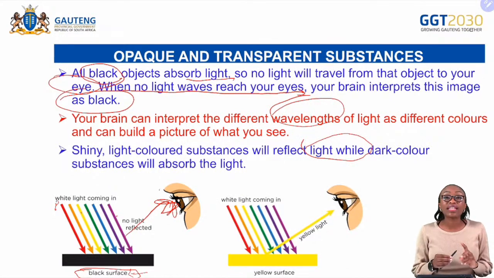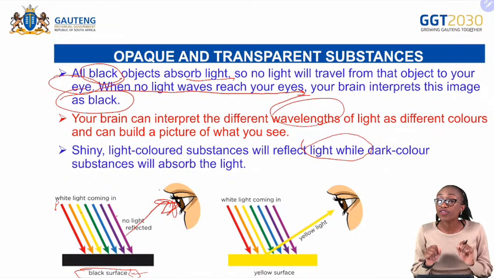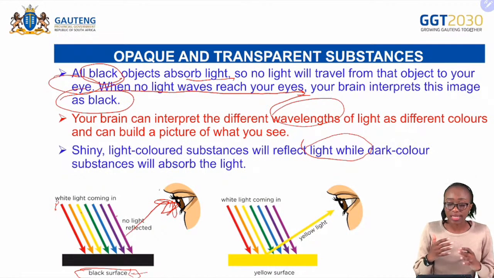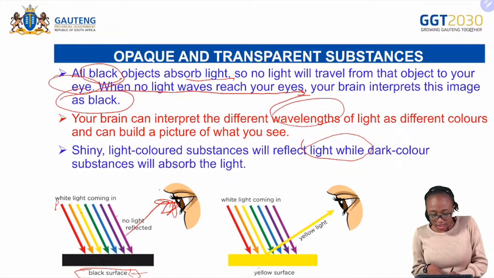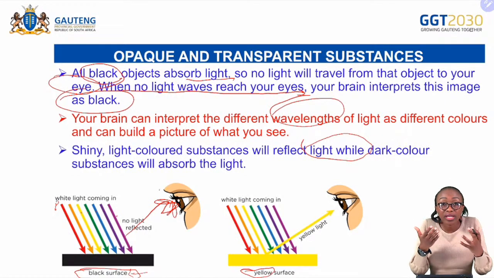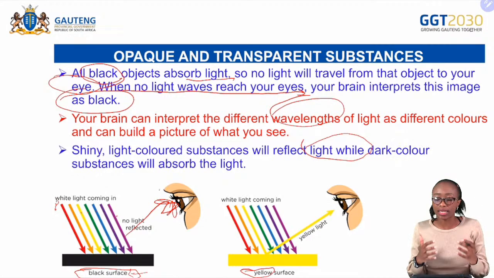So let's look at this picture again. It's quite similar to the first one, but it's different. So this person is now looking at a different surface. This particular surface is yellow. Why does it appear yellow to the person? Why is the brain interpreting it as yellow?